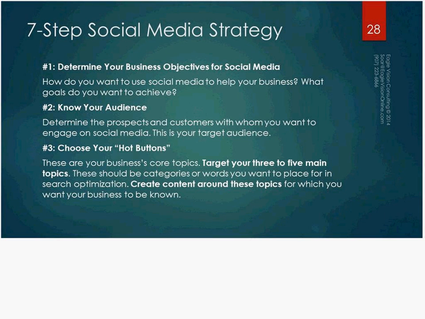And choose your hot buttons. Basically, hot buttons are 3 to 5 topics that you would use as category words that you're going to place for search optimization. But so you're going to create the content around these topics for which you want your business to be known as. So again, if we're looking at dog mushing, what exactly are you going to do to get people to understand, know what you do?